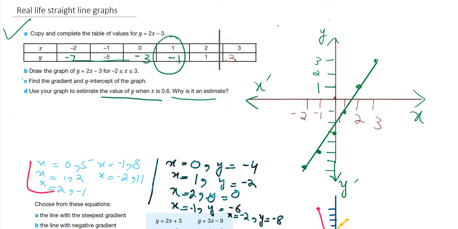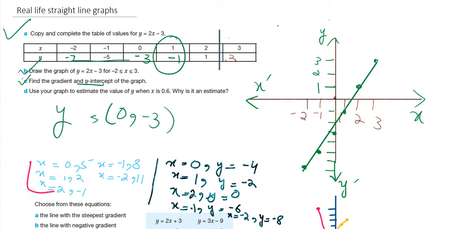So what's the next step? We have drawn the graph as well. So next we have to find the gradient and y-intercept of the graph. So what's the y-intercept? Where the value of x will be 0. So we have to check where the y-intercept is: 0 and -3, because over here the value of y is negative and the value of x is 0. So that would be the y-intercept.